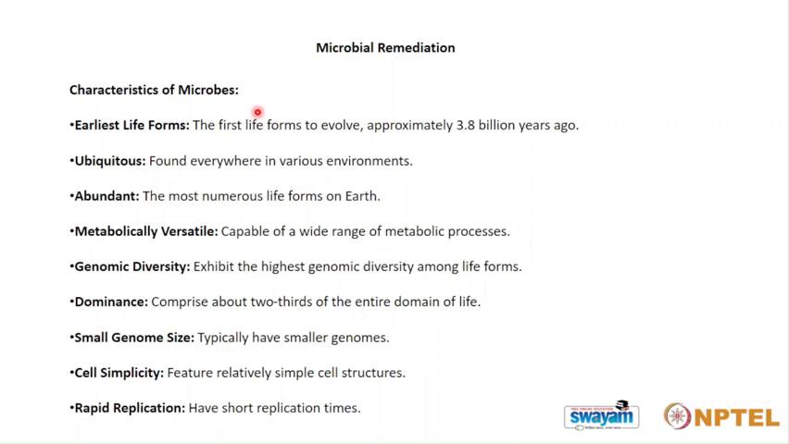Why should we rely on microbes when other organisms are also present? Because microbes are among the earliest forms of life, with the genetic machinery that can adapt to any kind of environment. They are ubiquitous, abundant, metabolically versatile, and dominant. They have a small genome size, which makes it easier for researchers to study them completely, and they also have a simple cell structure and short replication times. So all these features make microbial remediation a more favorable process compared to the other processes.